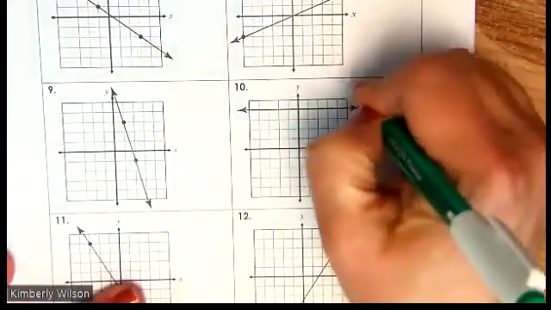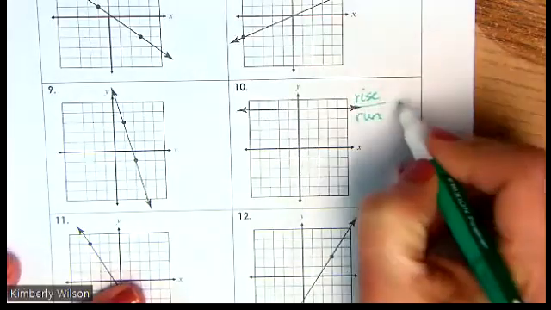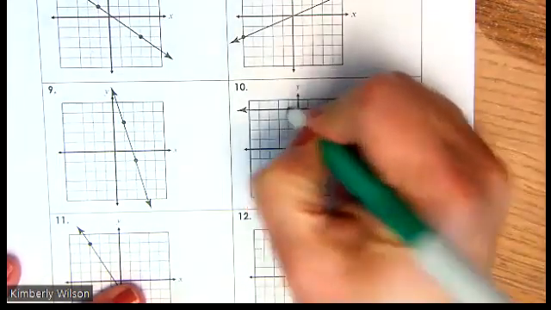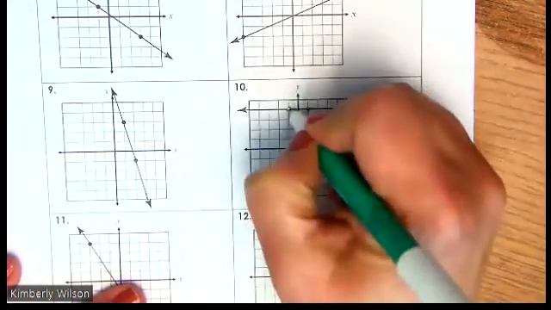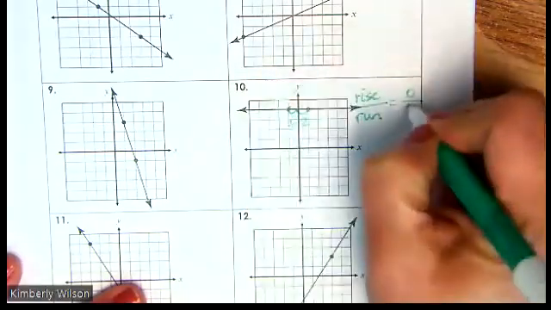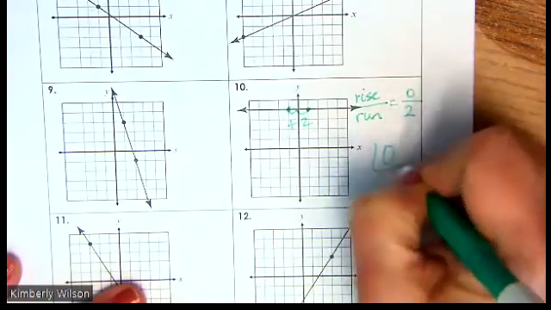Okay, number 10. Again, remember it's rise over run. There's no up or down, so that's 0. I find my own point, so let's go from here to here. I'm going 1, 2, so that's a +2. So I have 0 divided by 2, which is 0.